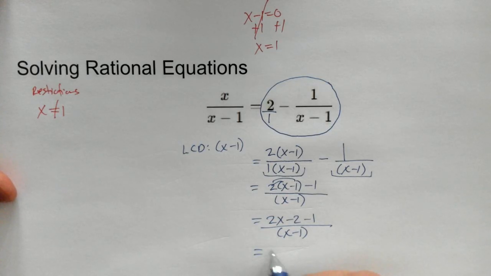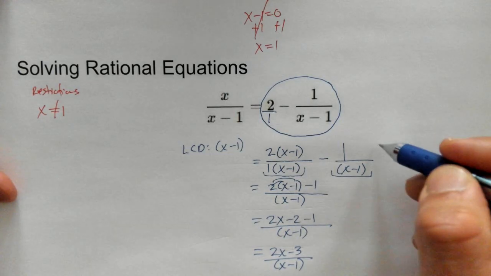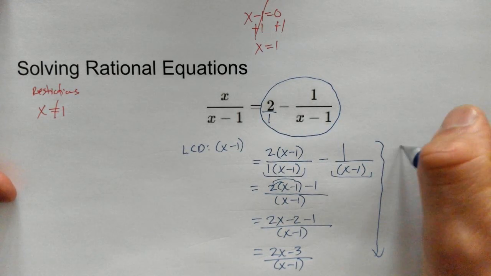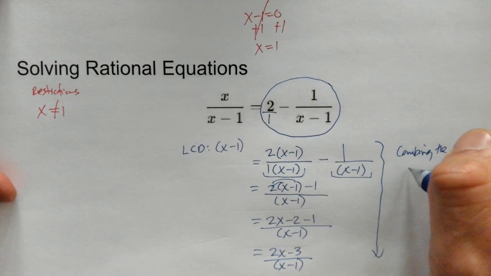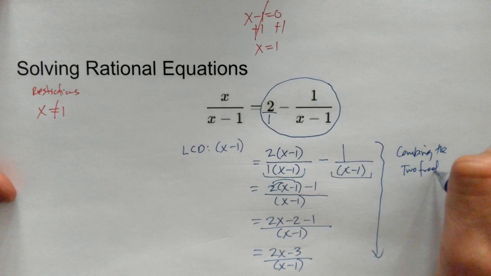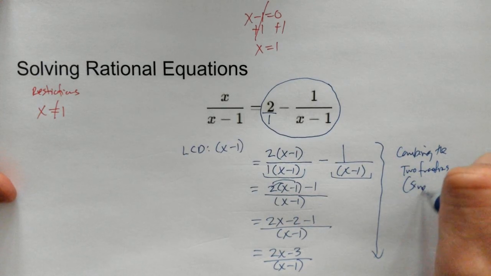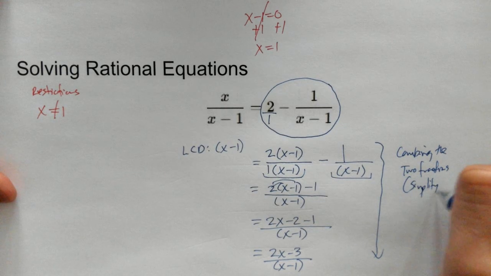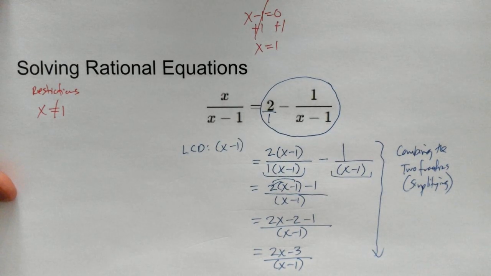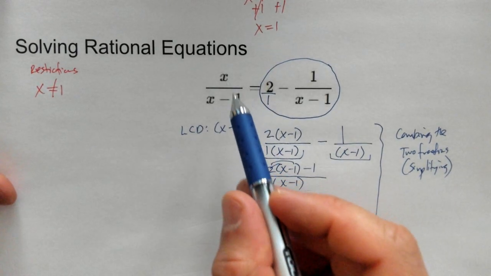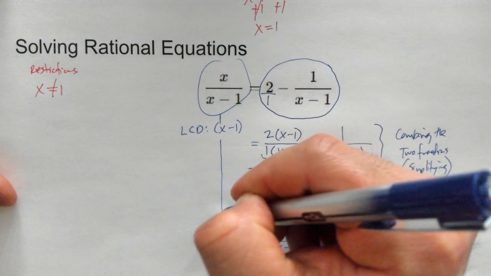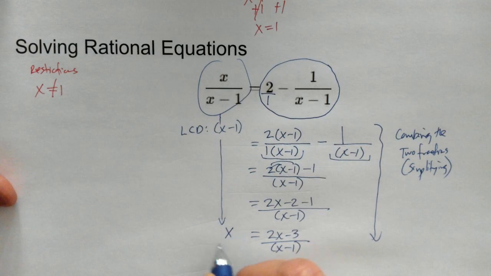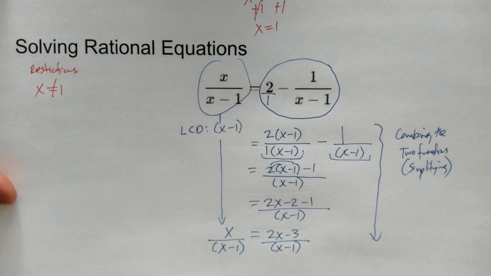And that gives me 2x minus 3. Right? All I'm doing here is combining the two fractions. I'm simplifying. That's really what I'm doing. Now, I didn't change anything over here, so I'm just going to copy this fraction. I'm just going to bring it down. That should equal x over x minus 1.